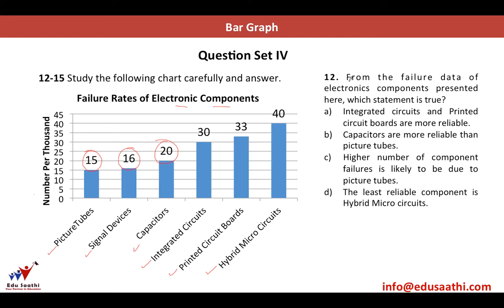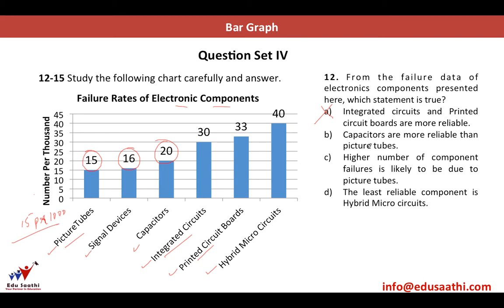So this is pretty easy. Let's look at the questions. From the failure data of electronic components presented here, which statement is true? Integrated circuits and printed circuit boards are more reliable. So we have integrated circuits here and printed circuit boards here, which are more reliable. This is incorrect. Why? Because we have something like picture tubes which failed only 15 times per thousand, more reliable than any other electronic component.